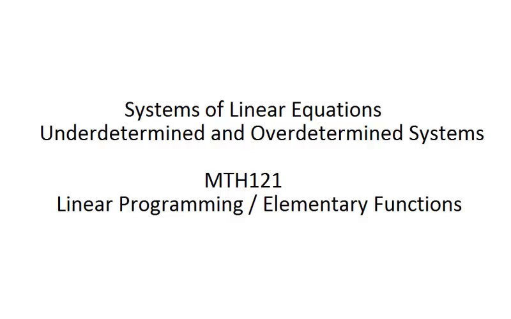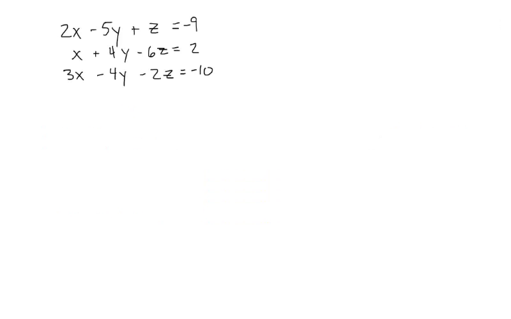In this video, we're going to look at systems of linear equations that are underdetermined or overdetermined. And we're going to use the Gauss-Jordan approach again. So we're going to use a matrix and set up our system, and we have 2x minus 5y plus z is equal to negative 9. So we have 2, negative 5, 1, and negative 9.